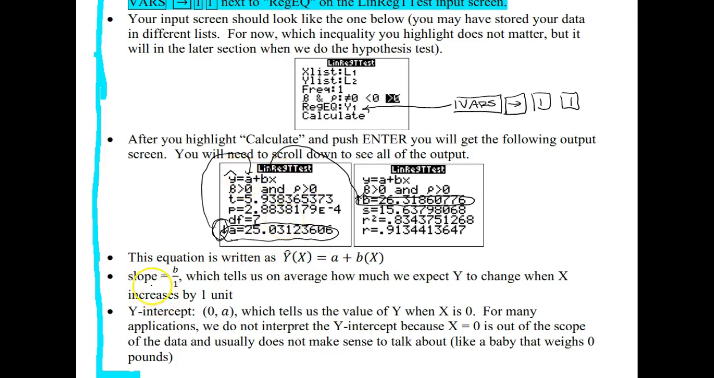As mentioned before, that slope is that b over 1, which is going to tell us on average how much we expect y to change when x increases by 1 unit. And the y-intercept is what we get when we plug in 0 for x. So the output then would be a. And again, in many cases, we're not going to be interpreting the y-intercept because it will be out of the range of what makes sense to talk about, like a baby that weighs 0 pounds or something like that.